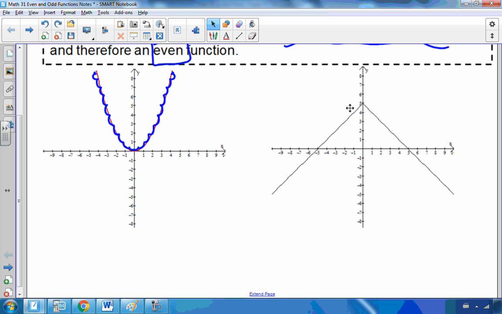Over here, this is an absolute value function. So if I look at either side of the function, for example, let's look at this side here, and I were to reflect that in the y-axis, I end up with that side there. And vice versa, this side reflected in the y-axis gives me this. So I know that these are both examples of even functions.